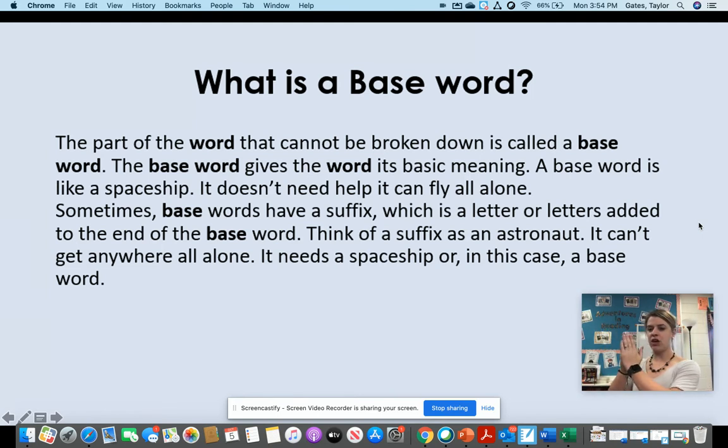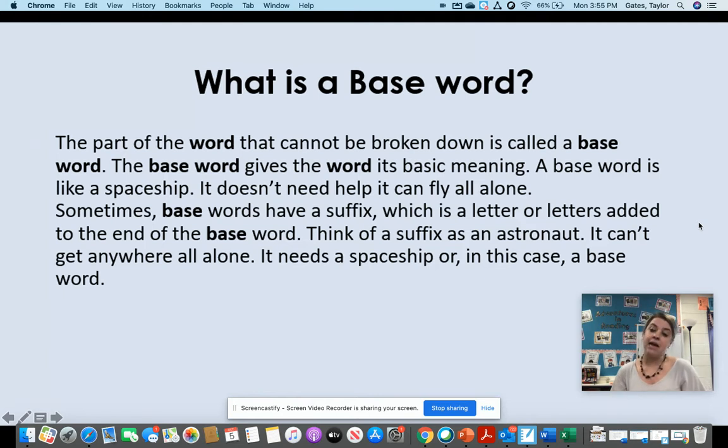A base word, we're going to think about this as like a spaceship. Okay, so I want you to make your hands into a spaceship. Okay, a spaceship doesn't need any help so that it can fly alone, right? A spaceship doesn't need help. It can fly all by itself, right? Okay, now, so we want to say base word, spaceship. So anytime we talk about our base word, we're going to make our spaceship, okay?